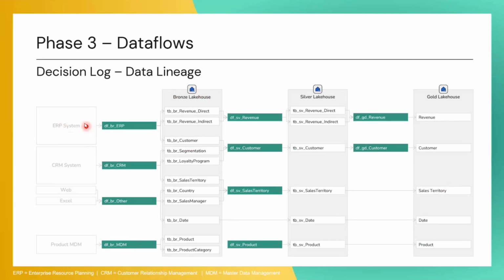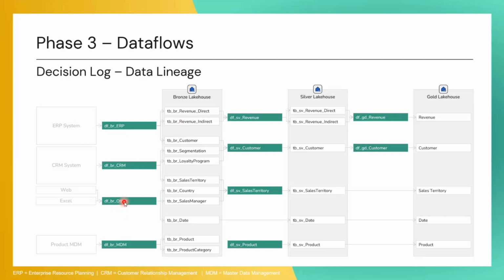Let's say we've loaded the revenue information and the customer from our ERP system. My naming convention is that the data flows start with a DF, tables with a TB, and then the BR and the other tags here to identify the layer they are serving or part of. In this case here, this will be loaded from the ERP system.